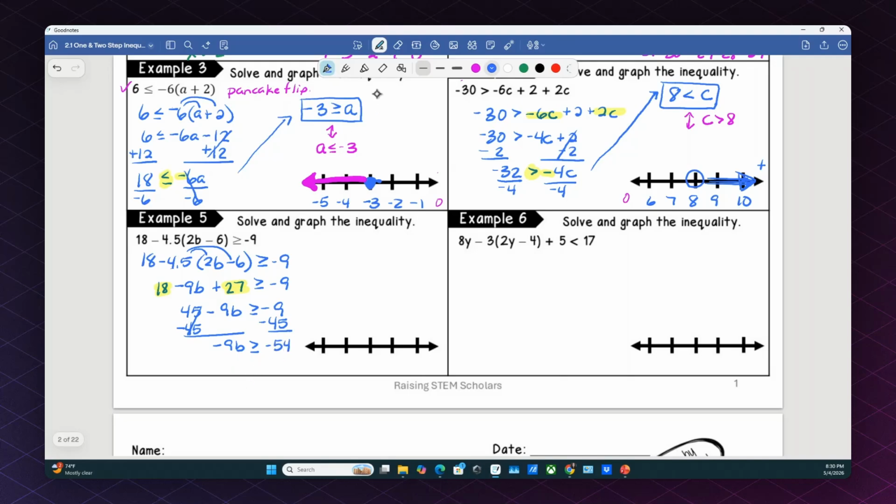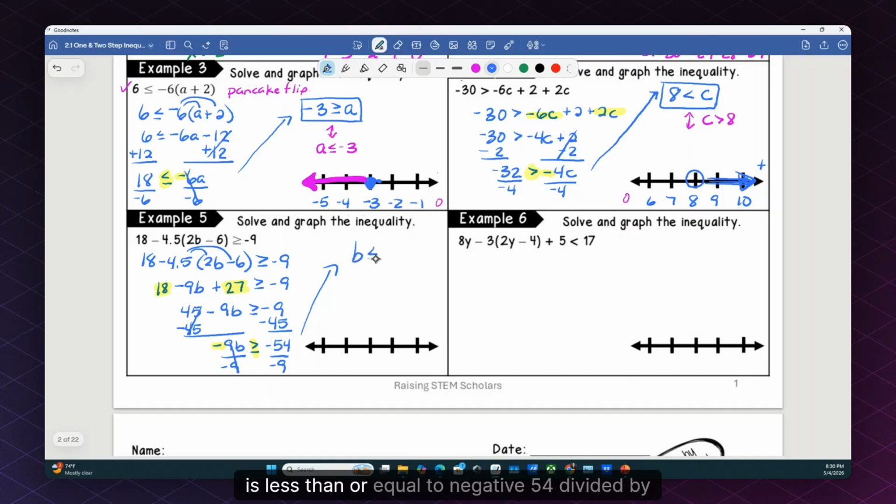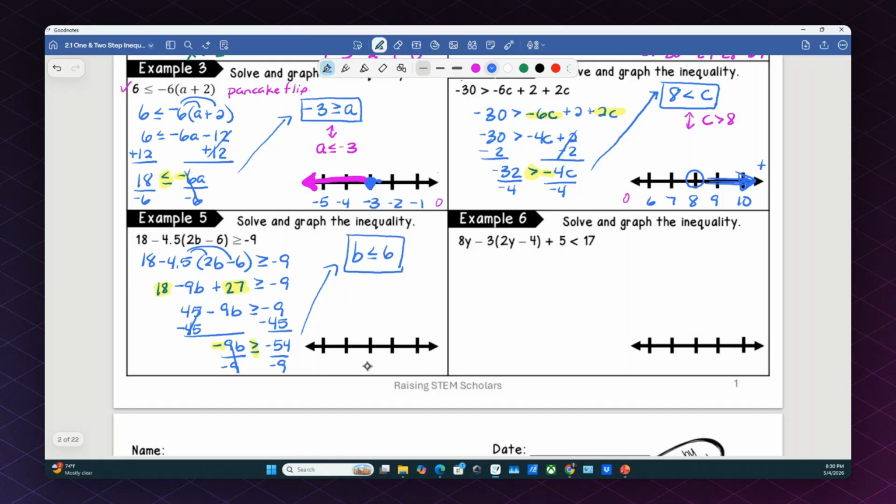And then I need to realize, oh, I got a negative here. So I'm going to have to flip my sign. So I'm going to divide by negative 9 and divide by negative 9. So if I continue this up here, I get b is less than or equal to negative 54 divided by negative 9, which is going to give me positive 6. Now, I can test a point if I wanted to, and the easiest point would be 0 to make sure that I'm shading the right way.